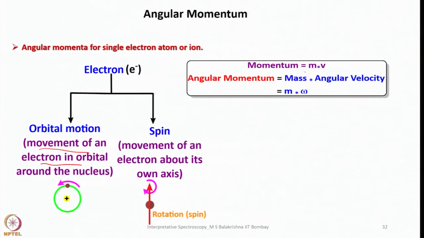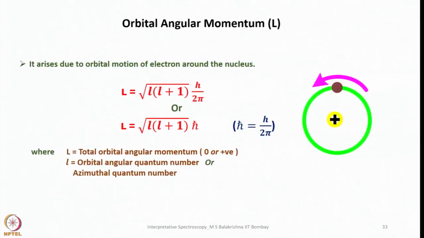So that means momentum is m into v, as we know from physics. Angular momentum is mass into angular velocity, m omega. Okay. So now orbital angular momentum L arises due to the orbital motion of the electron around the nucleus. So L equals square root of small l into l plus 1 into h over 2 pi, or it can be L equals square root of l into l plus 1 times h bar.